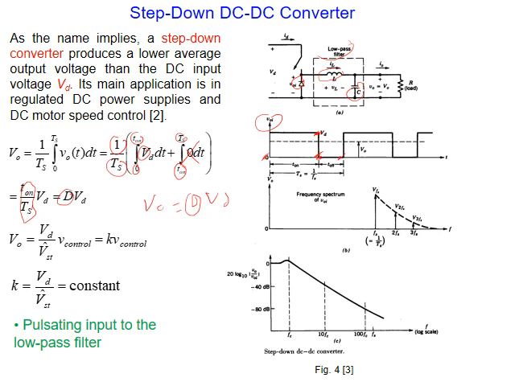Just a minute, D is supposed to be always lower than 1. This means the output voltage is the input voltage multiplied by something lower than 1, which means it is lower than the input voltage. Always V out is lower than V in. Or another way, we can write it in this way: V out over V in is equal to the duty cycle.